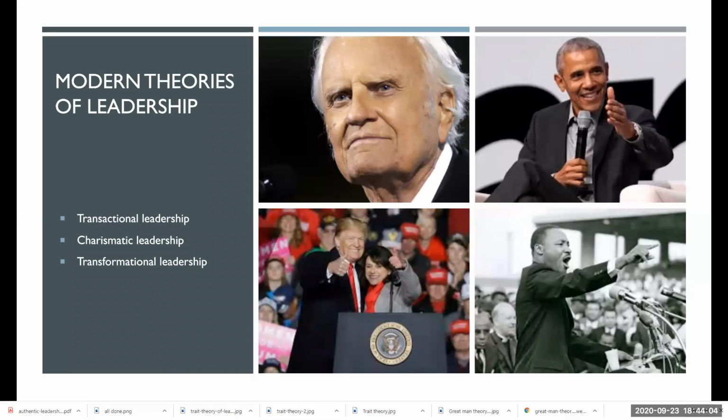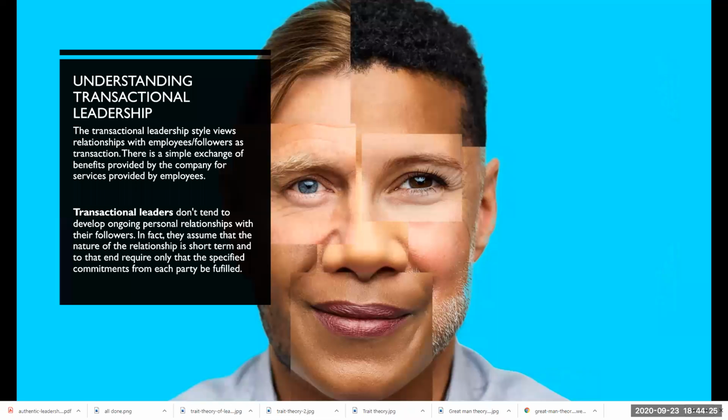Now we're going to get into our modern theories of leadership. We're going to talk specifically about transactional leadership, charismatic leadership, and transformational leadership. We have pictures of individuals that fit all those different categories. So let's get started. We'll start with transactional leadership.